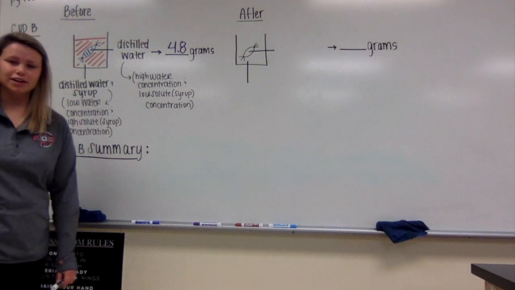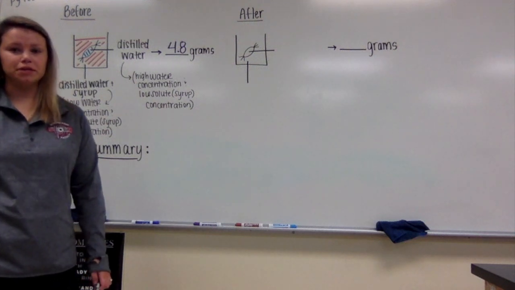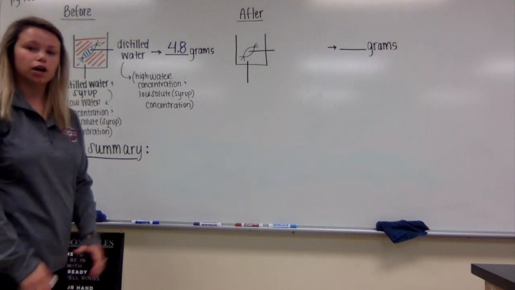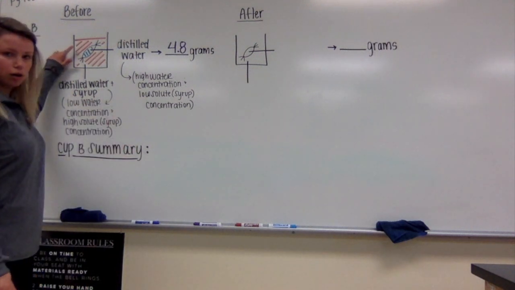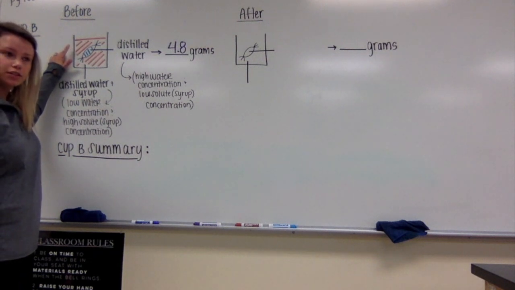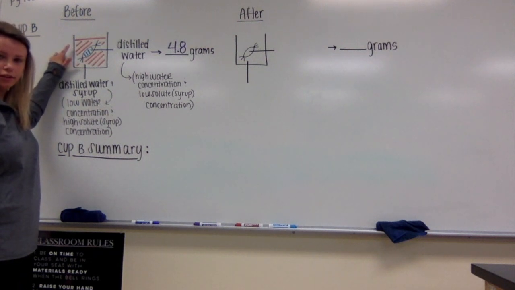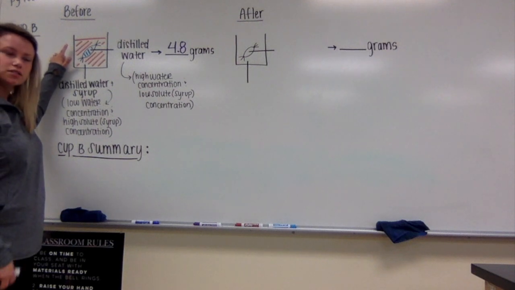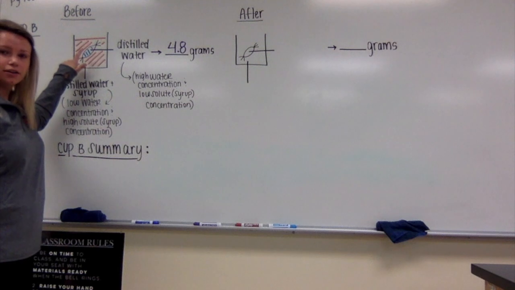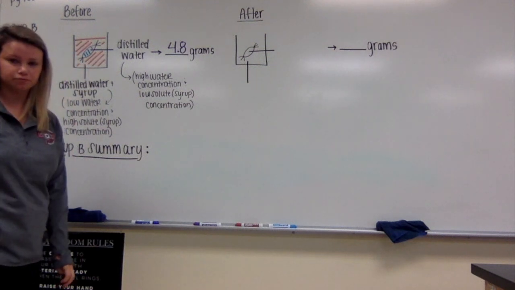All right, now we're going to look at cup B. Cup B was a little bit different than cup A. In cup B, the cup was filled with 100 milliliters of syrup and distilled water mixed together. So it had kind of that syrupy color. Inside of the dialysis tubing bag in cup B, we had just distilled water.